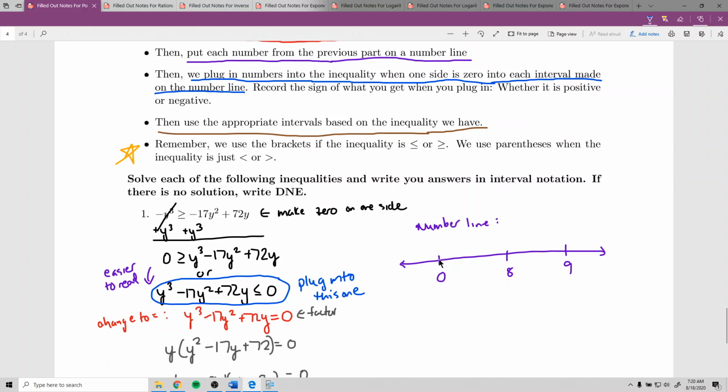All right, so I got to plug in a number to the left of 0, let's say negative 1. I got to plug in a number between 0 and 8, like 1. I got to plug in a number between 8 and 9, which is a little unlucky because there's no whole number in between. I'll plug in 8.5. But we can use our calculator for this step, so no big deal. And then we can plug in a number bigger than 9 to the right, which is 10.